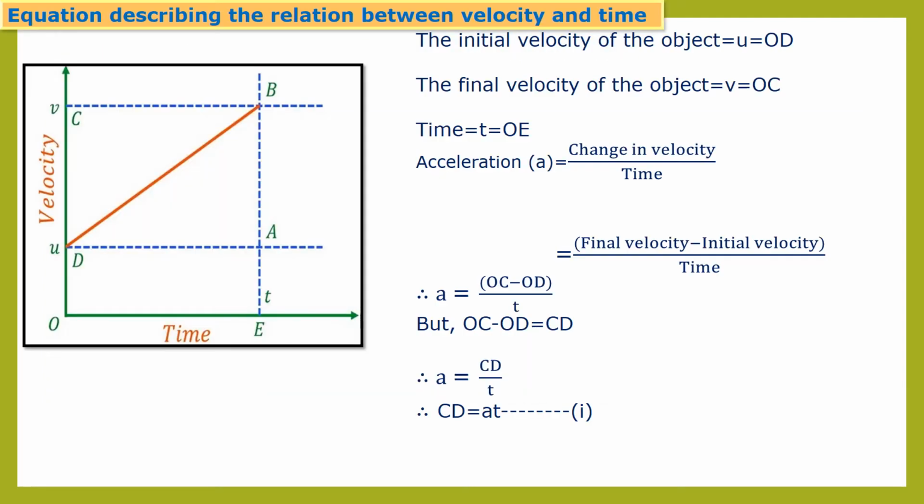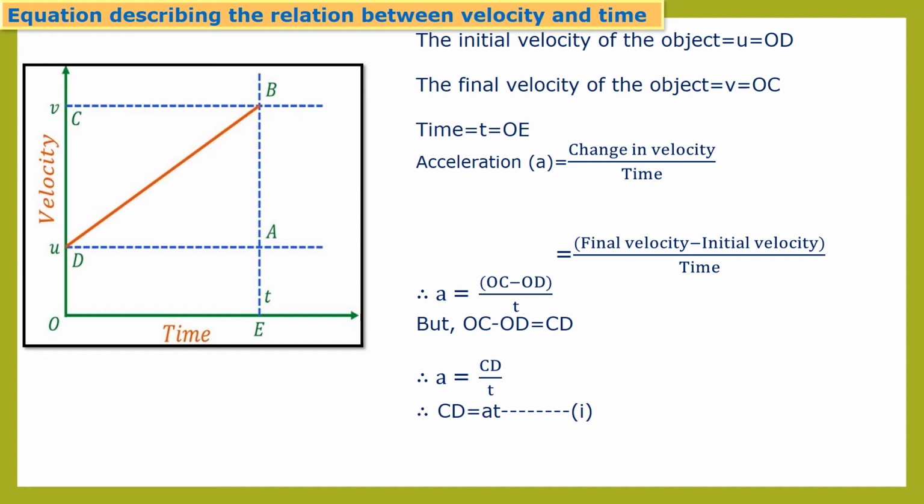Now let us see, children, the equation describing the relation between velocity and time. This graph shows the change in velocity with time of a uniformly accelerated object. This is the graph for velocity versus time. Here the object starts from point D in the graph with velocity u.